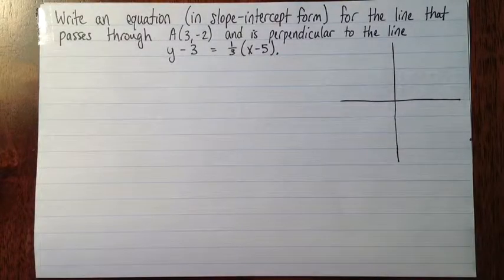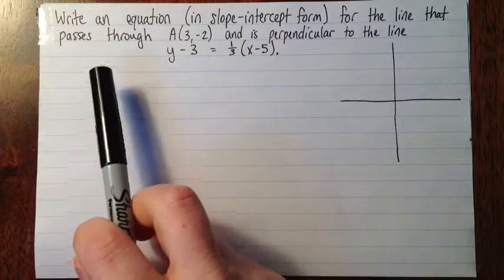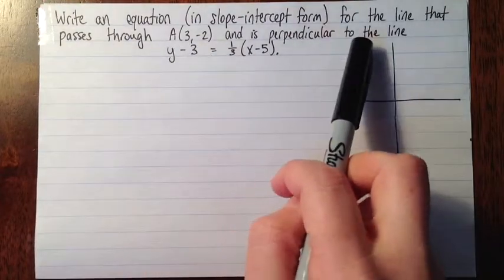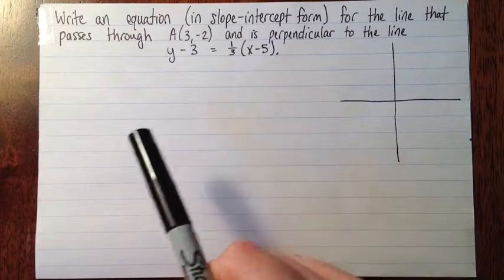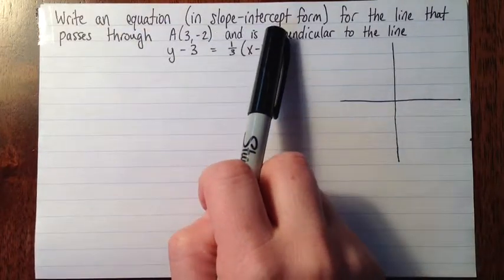In this video, I'm going to do an example problem where I show you how to write an equation of a line that goes through a certain point and that's perpendicular to another line. Okay, so here's a question. It asks us to write an equation for a line that passes through a point and is perpendicular to another line. So they want the equation in slope-intercept form.